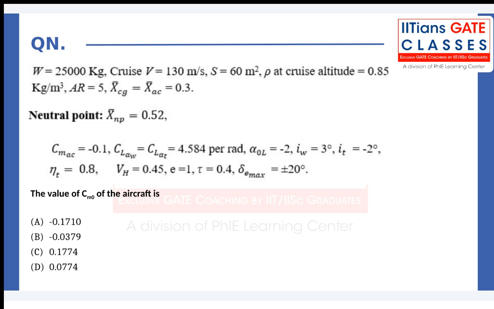The value of Cm naught of the aircraft. So you need to find out Cm naught of the wing, Cm naught of the tail, and add it to get the value of Cm naught of the entire aircraft. So find it step by step. First is Cm naught wing, and then Cm naught tail, and then complete Cm naught. Cm naught is Cm naught wing plus Cm naught tail. I hope you remember the formula. If not, it is fairly straightforward to derive, although it looks a little difficult. It is very straightforward to derive.